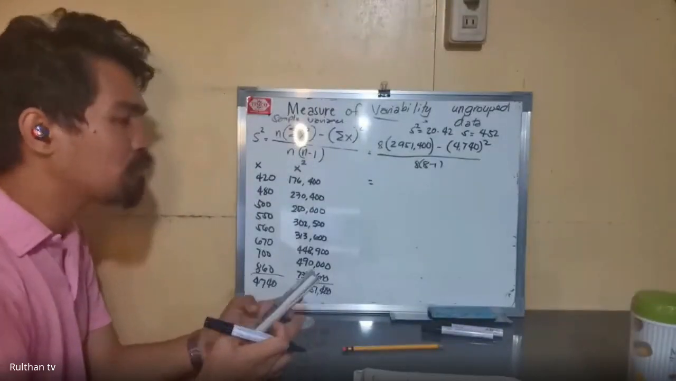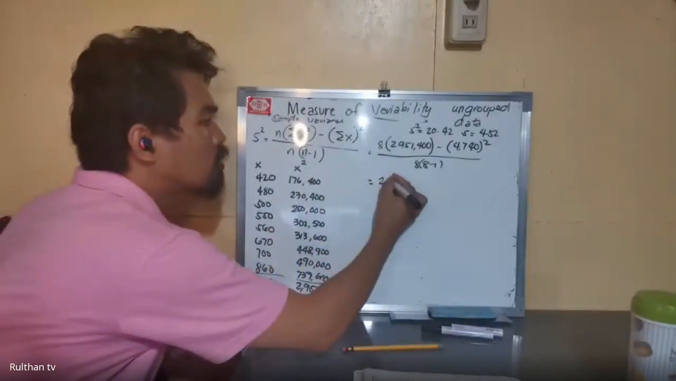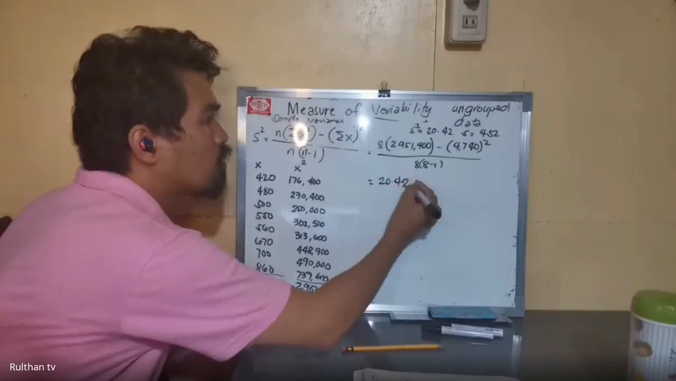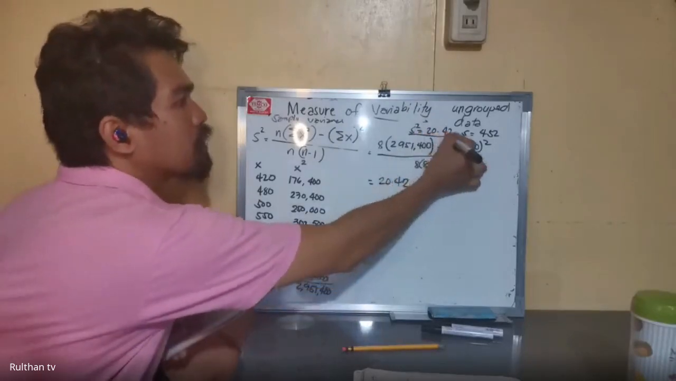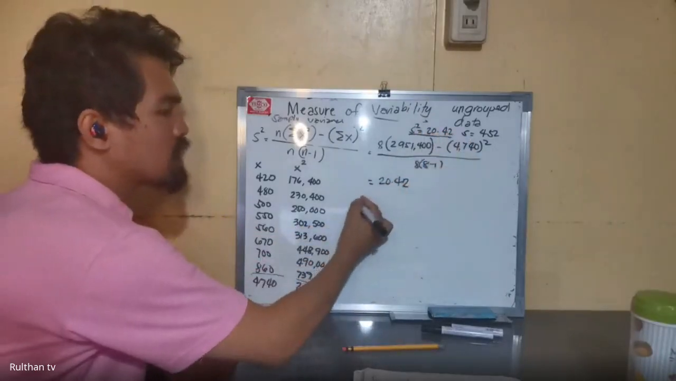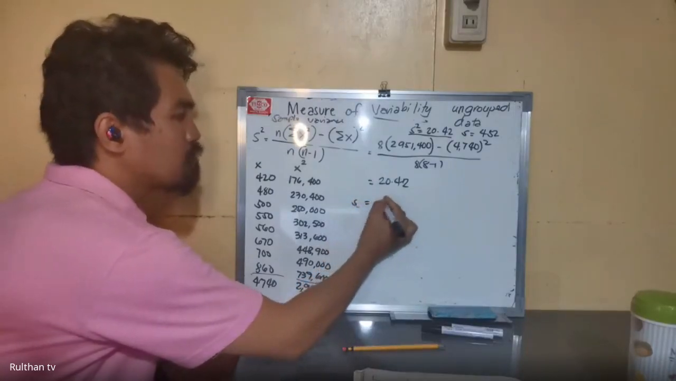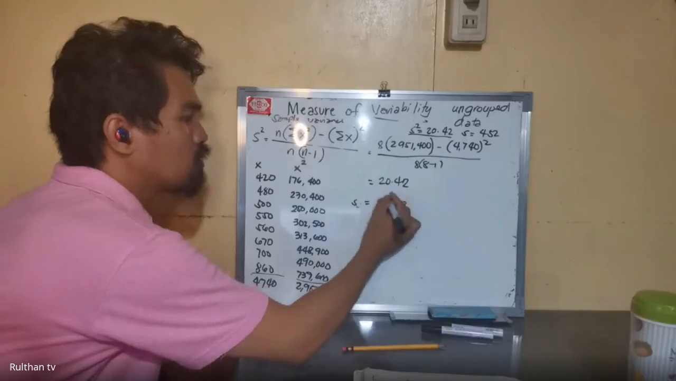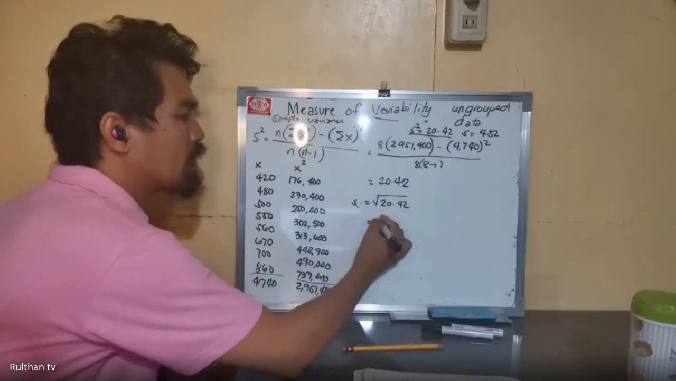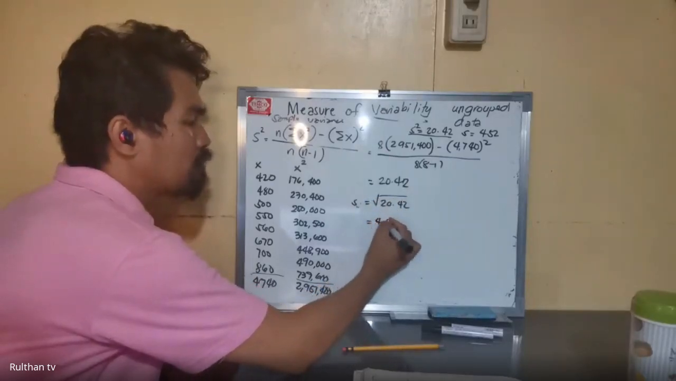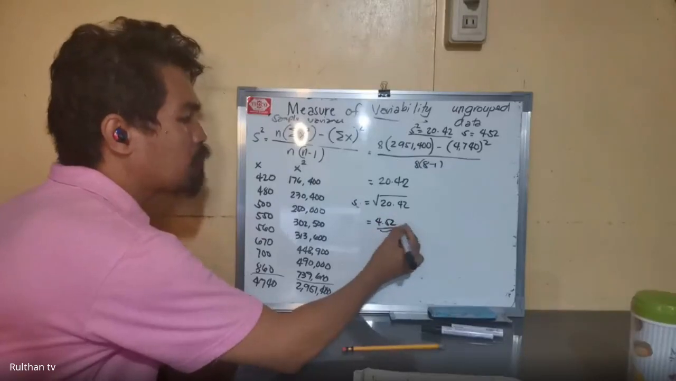Yes, 20.42, which is the same, right? And then our SD, our standard deviation, is simply the square root of 20.42, that is 4.52. Still, we will arrive with the same answer.